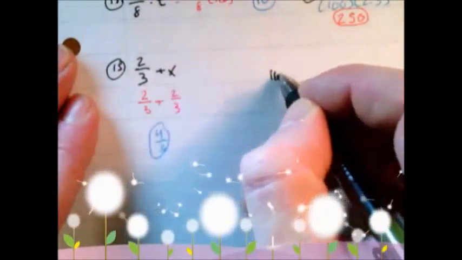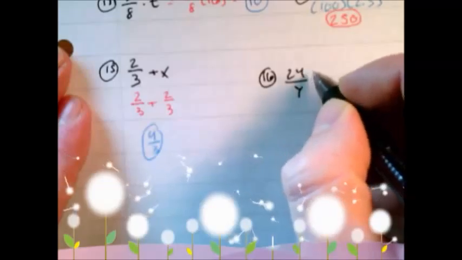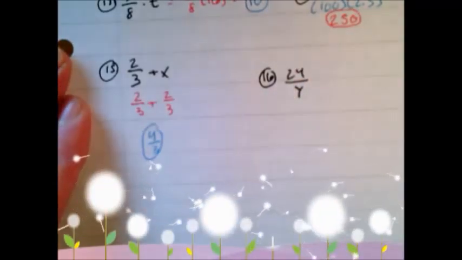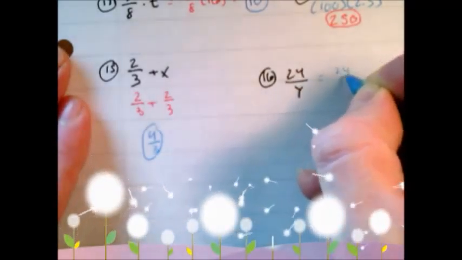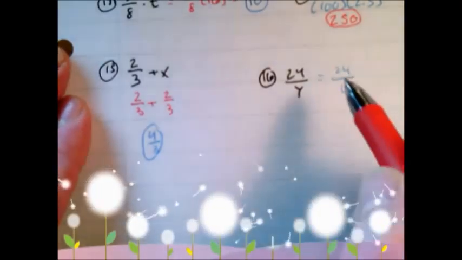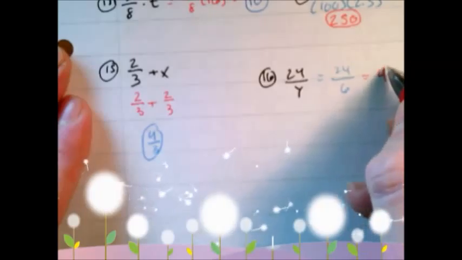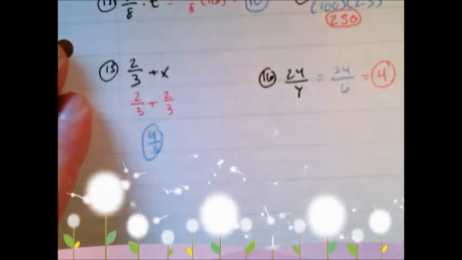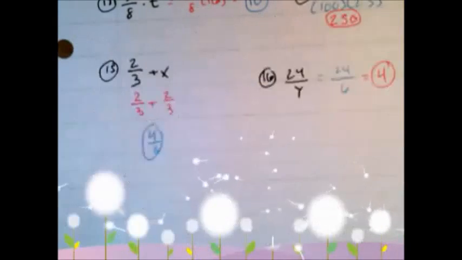And last but not least, we've got number 16. We've got 24 over y when y equals 6. So we're just going to go ahead and replace the y with a 6. It's called substitution, by the way. 24 divided by 6 is 4. So, bam! We are done!